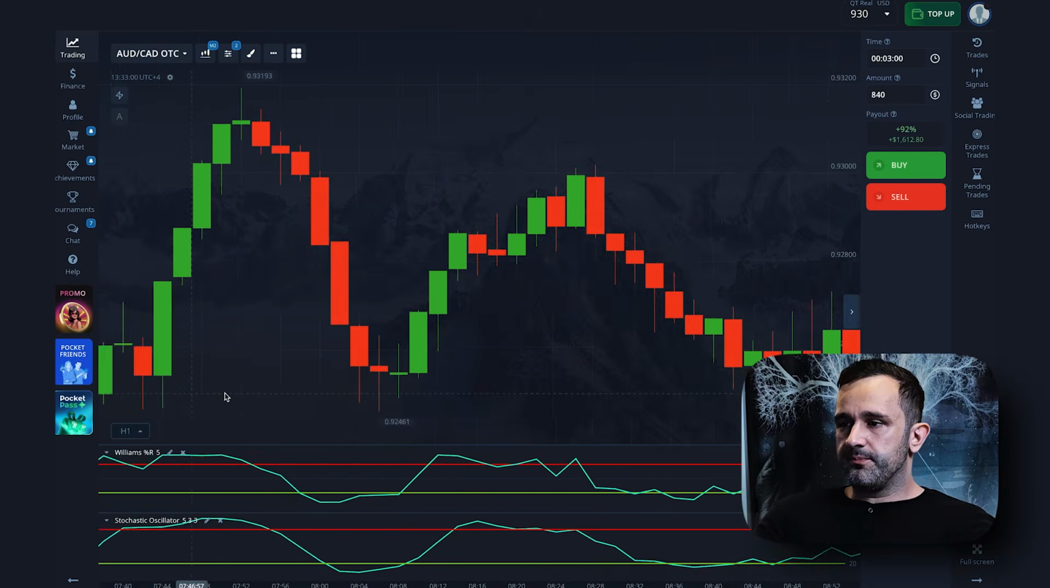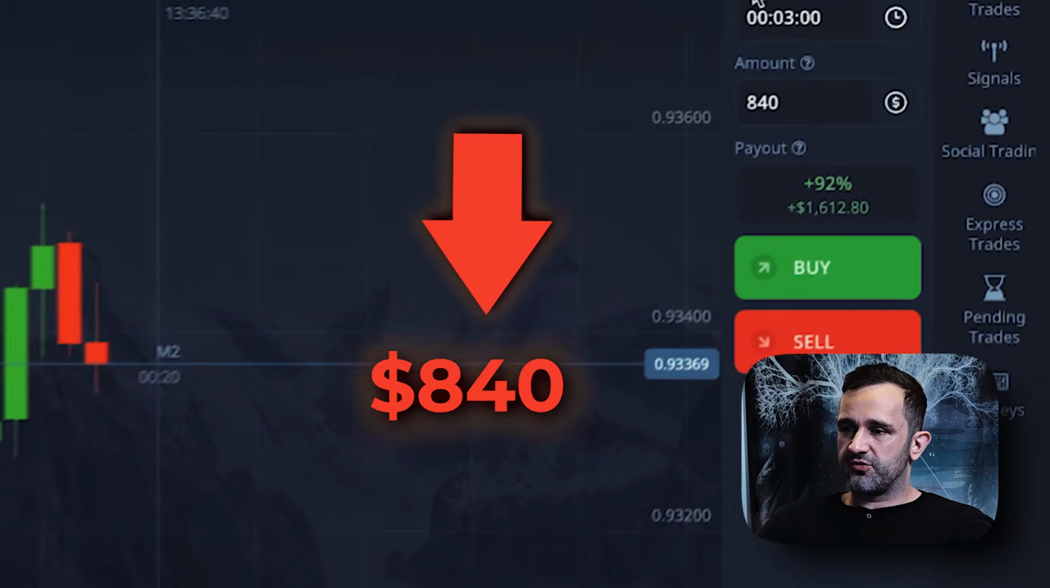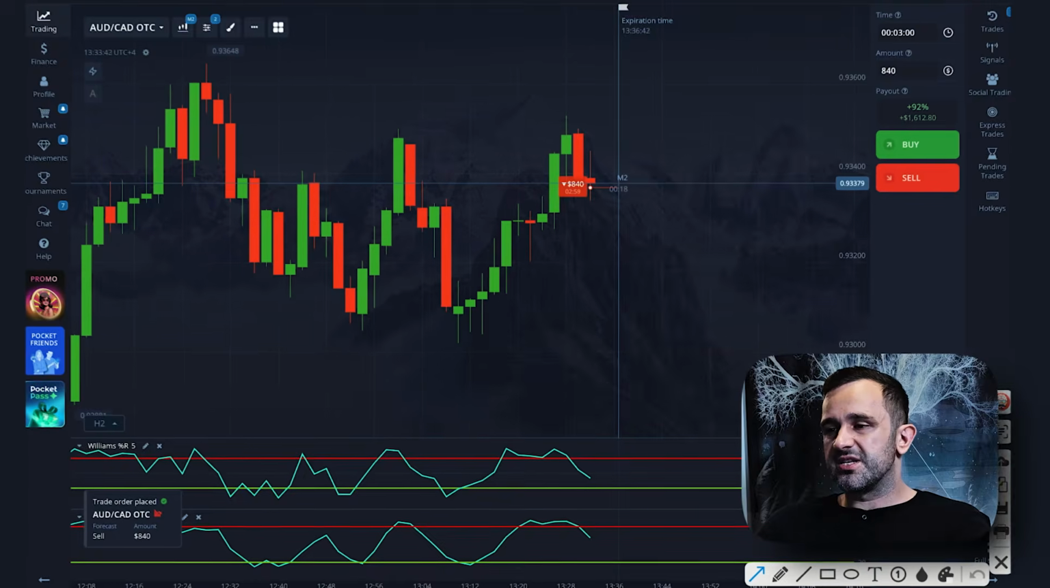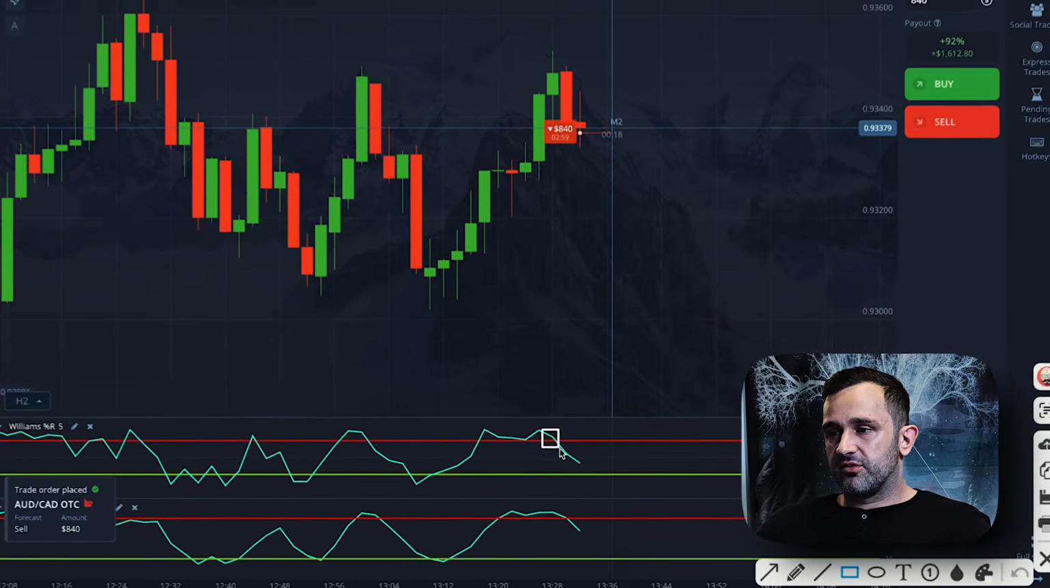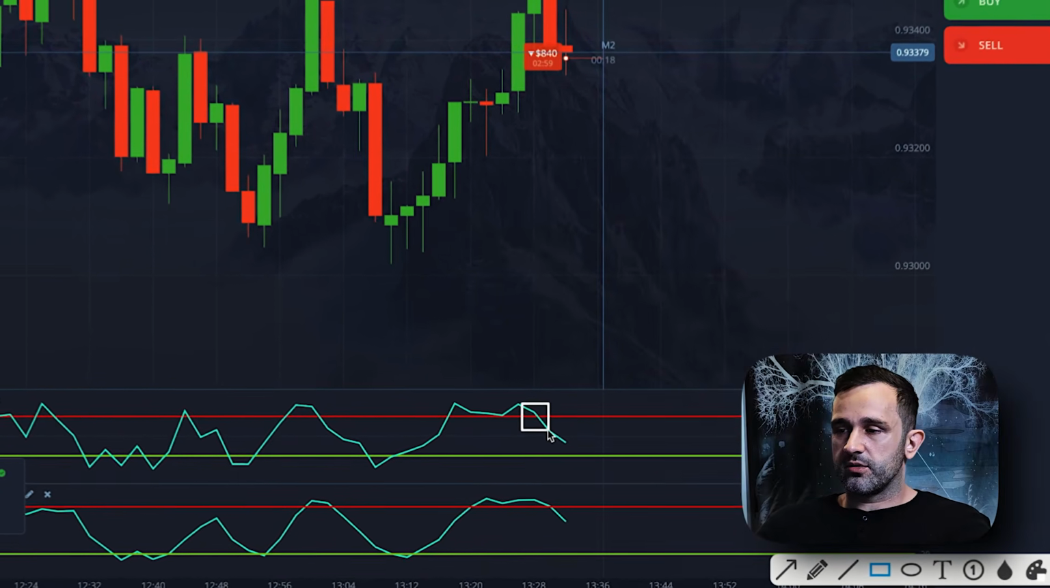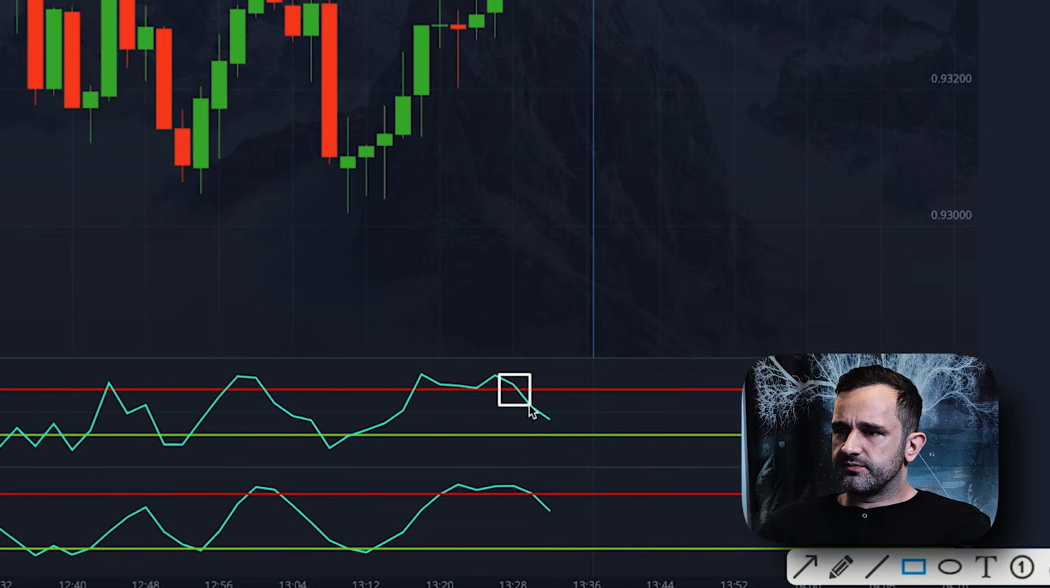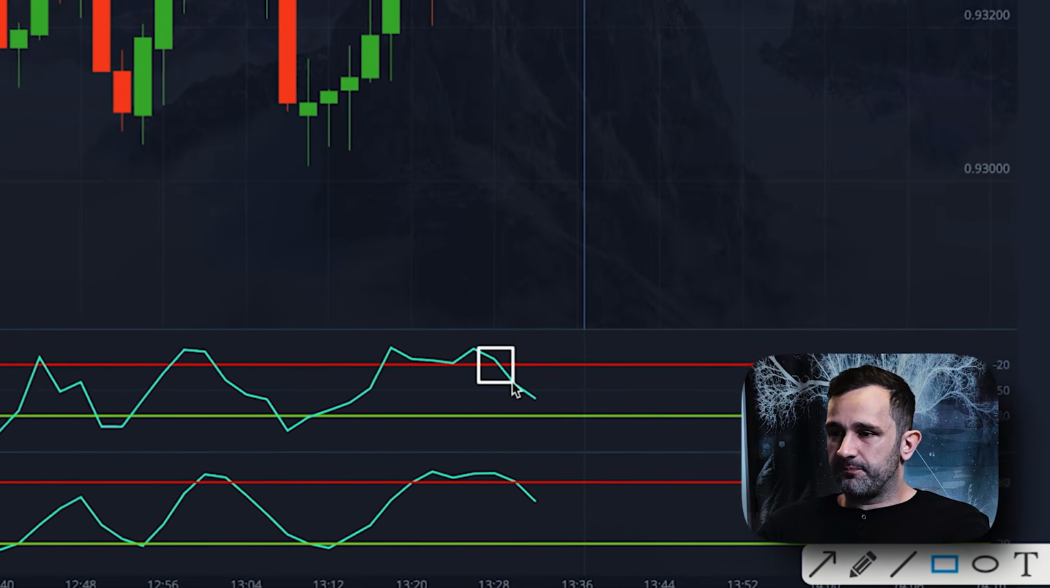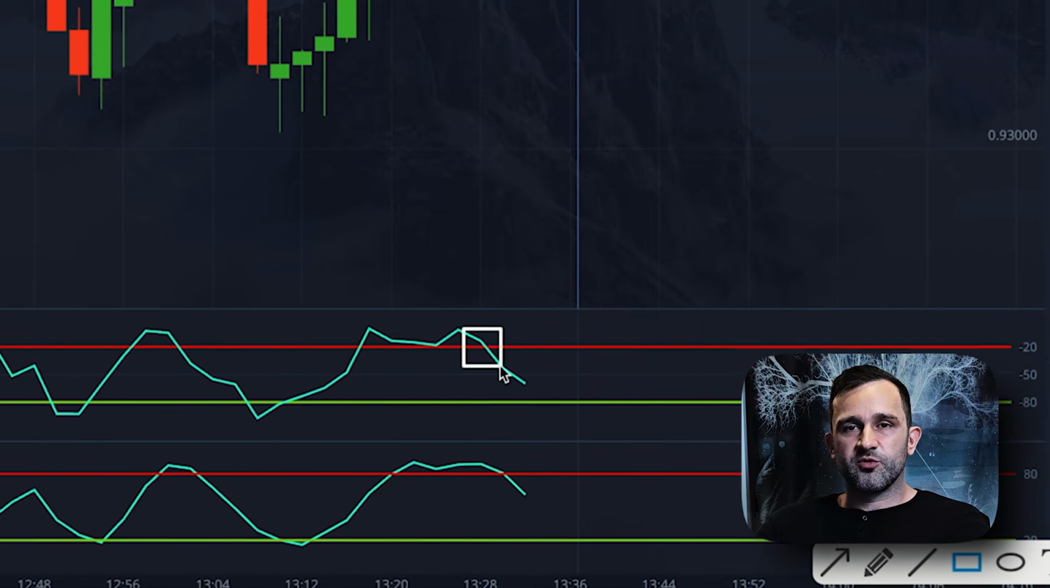I'm ready to start trading. All trades today will be 3 minutes, which is a comfortable duration for this strategy. I open a downward trade for $840. Let me explain in detail. I'll start with the indicators. Look, Williams is in the upper zone, near the overbought level. This indicates strong prior growth, but the line starts turning downward. This shows that buyer momentum is weakening and the market may start giving the move back.